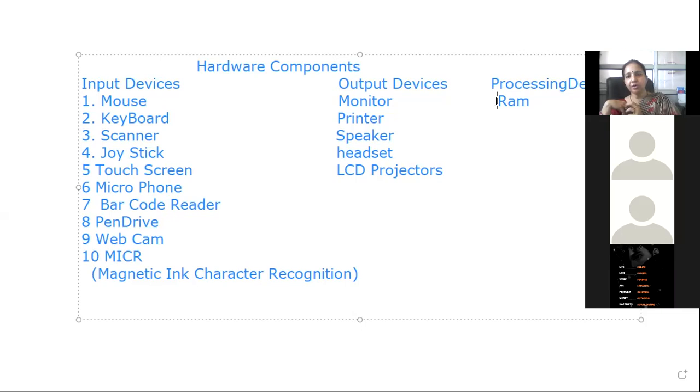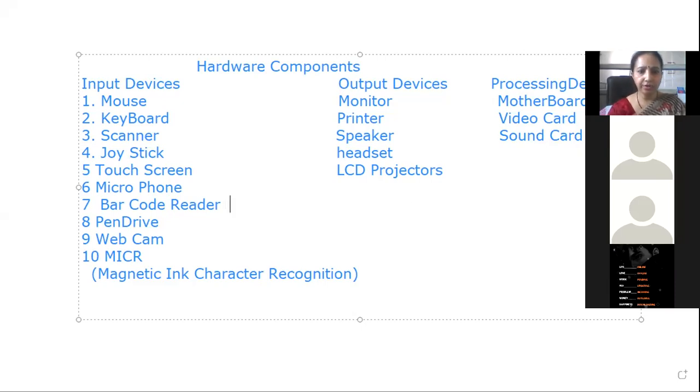RAM and ROM will come under memory and storage devices. These are software? No, these are memory and storage device terms. Here you will write motherboard. Got it? Graphic card, then you can write video card, graphic card, sound card. Is it fine? Next comes output devices.